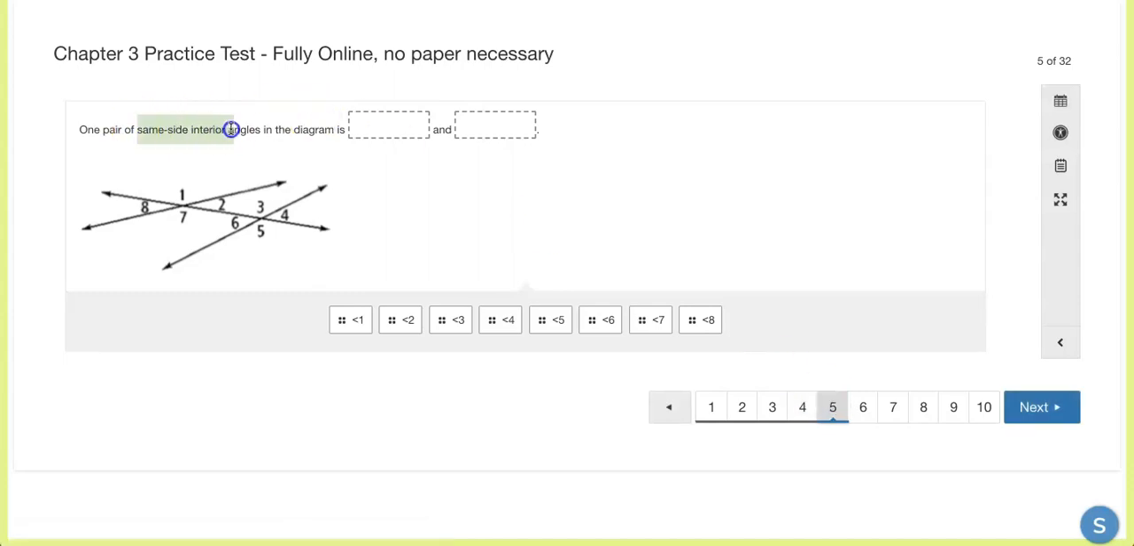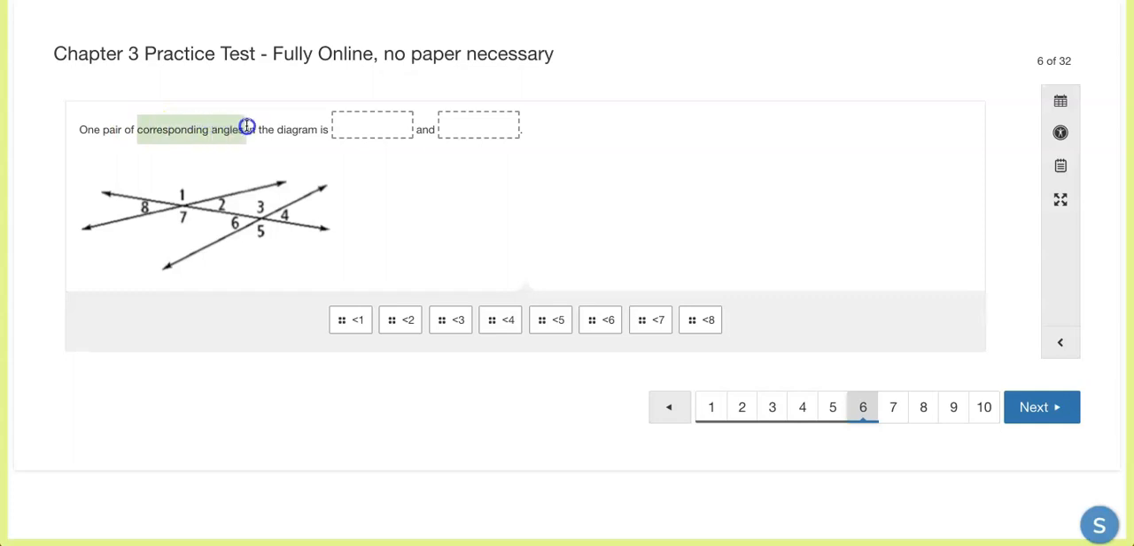Now let's do same side interior. So again, here are my interior angles, 2, 3, 6, and 7. They're in between the two lines. I want them to be on the same side of the transversal now, so I could go 6 and 7, or I could go 2 and 3. Those would be my two options there.